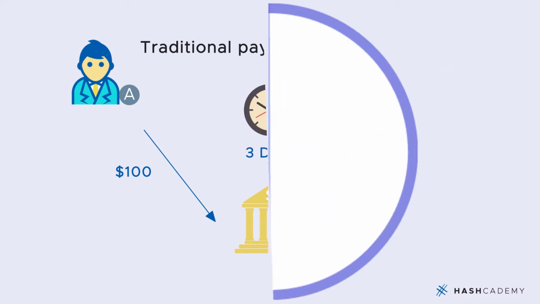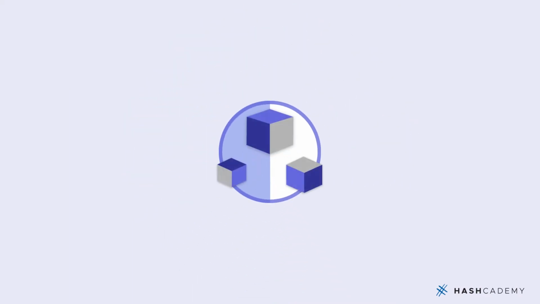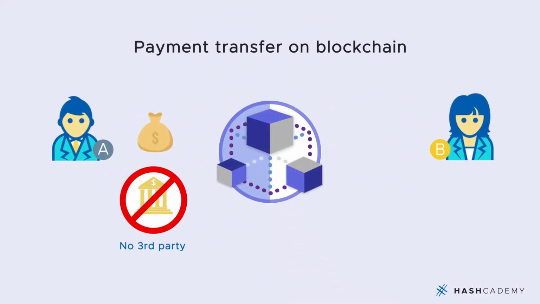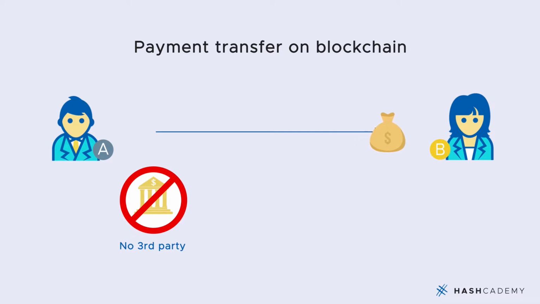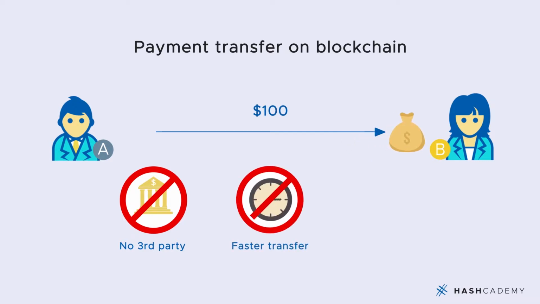With blockchain, we eliminate 3 elements in the transaction. Firstly, no third party will be needed and people can interact with each other directly on a peer-to-peer basis. Secondly, there would be a shorter waiting period with a faster transfer. And thirdly, the fees are relatively lower compared to what the third party would collect to facilitate the transaction.